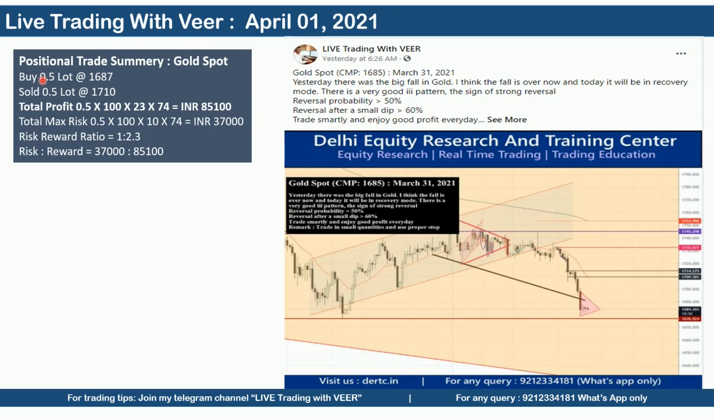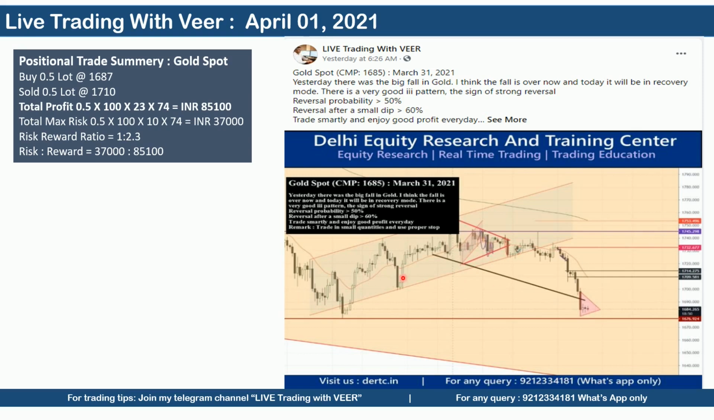I entered the trade with half a lot of gold at this price and sold it at this price, and during this trade I earned 85,100 rupees. It was a good risk and reward ratio. There is very little probability of the market getting down from this line, which was a very good support, and if it breaks this support line, then there may be a very big fall. That's why we need confirmation of the trade.